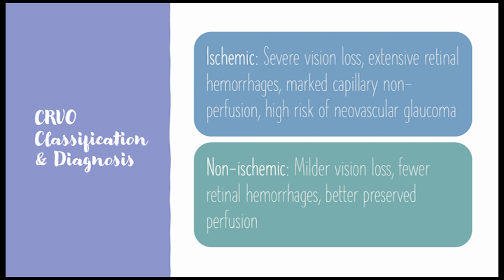You got it. Ischemic CRVO, poor perfusion, it often needs a more aggressive approach. Think intravitreal injections of anti-VEGF medications to reduce swelling, prevent those abnormal blood vessels from forming, neovascularization, sometimes even surgery. Non-ischemic CRVO might respond to less invasive stuff, like laser therapy.